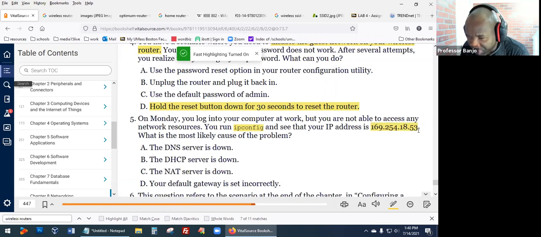May, do you see this period at the end, right? There's no period at the end of an IP address. This period is just because it's the end of the sentence, so it's not part of the IP address. There are only three dots: 169.254.18.53. The last period is because the sentence has ended. Make sense? All right. So you run ipconfig, you see your IP address. What is the most likely cause of the problem? Why don't you have any network access? May?